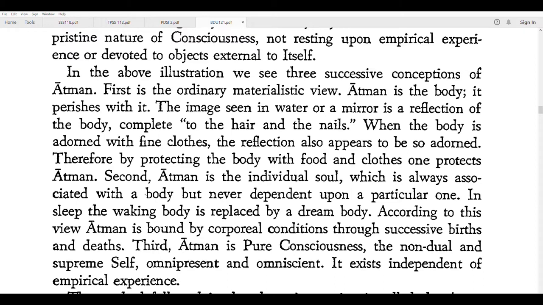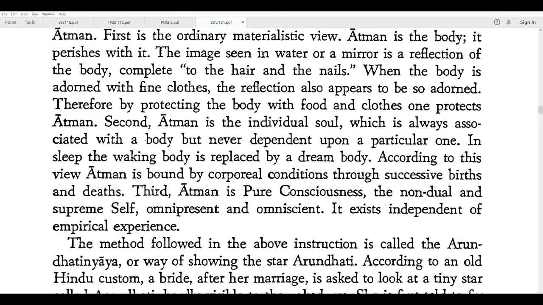Second, Atma is the individual soul which is always associated with a body but never dependent upon a particular one. In sleep, the waking body is replaced by a dream body. According to this view, Atma is bound by corporeal conditions through successive births and deaths. Third, Atma is pure consciousness, the non-dual and supreme self, omnipresent and omniscient. It exists independent of empirical experience.